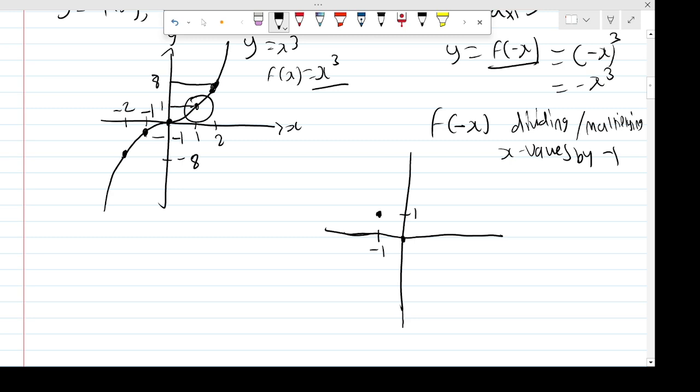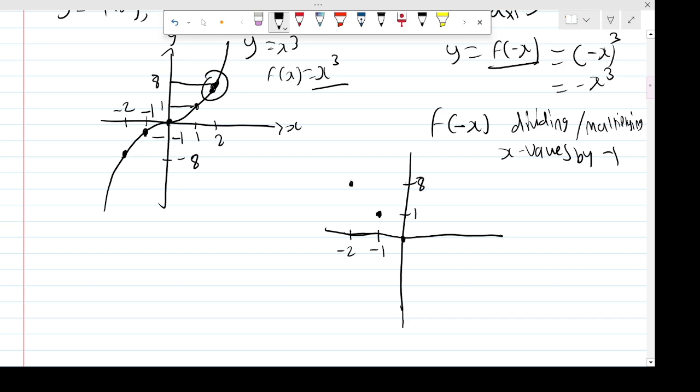Now let's deal with this point here. This point is (2, 8). Again, the x value is 2, so I'm multiplying 2 by -1 to get -2, so it'd be over there. And the y value will still be 8, so it would be up there somewhere.